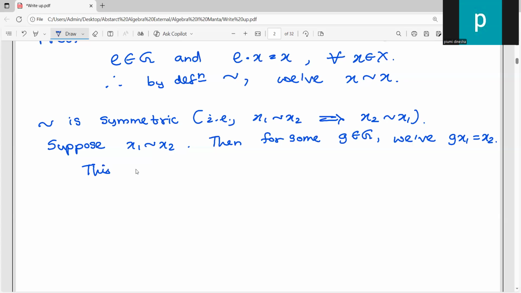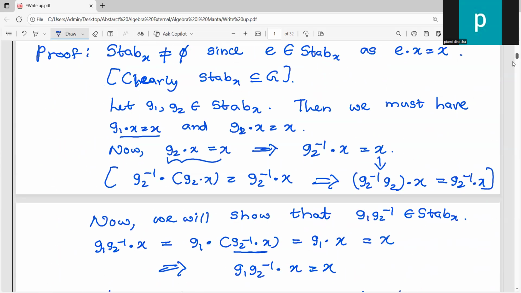Is there an element that you can take from the group, say an element G1, such that G1 x2 is equal to x1? Yes, G inverse, exactly. We can take G inverse as in the previous case, right? Previously also we saw that here.